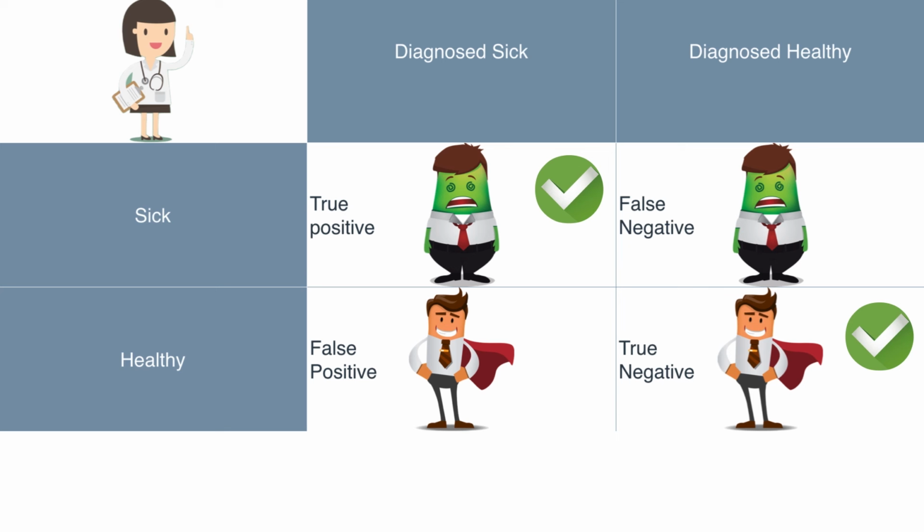When a patient is sick and the model incorrectly diagnoses them as healthy. This is a mistake, and it means we'll be sending a sick patient back home with no treatment. This is called a false negative. And finally, when a patient is healthy and the model incorrectly diagnoses them as sick. This is also a mistake, and it means we'll be sending a healthy person for further examination or treatment. This is called a false positive.